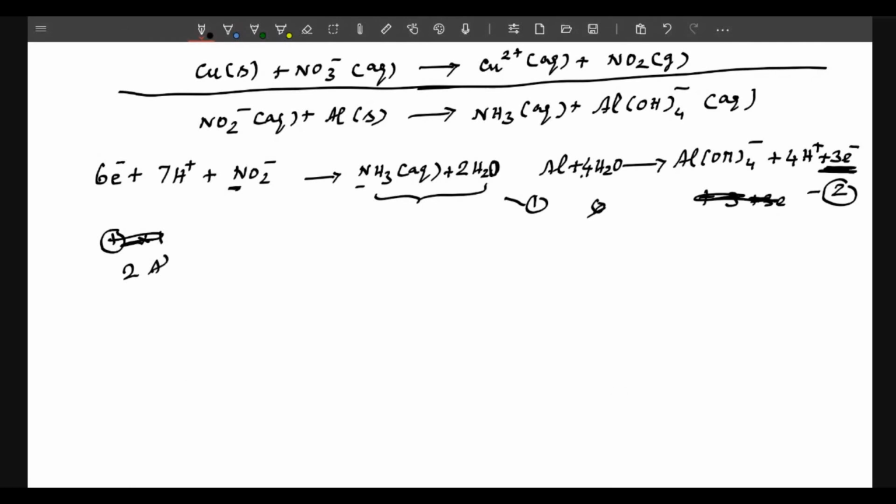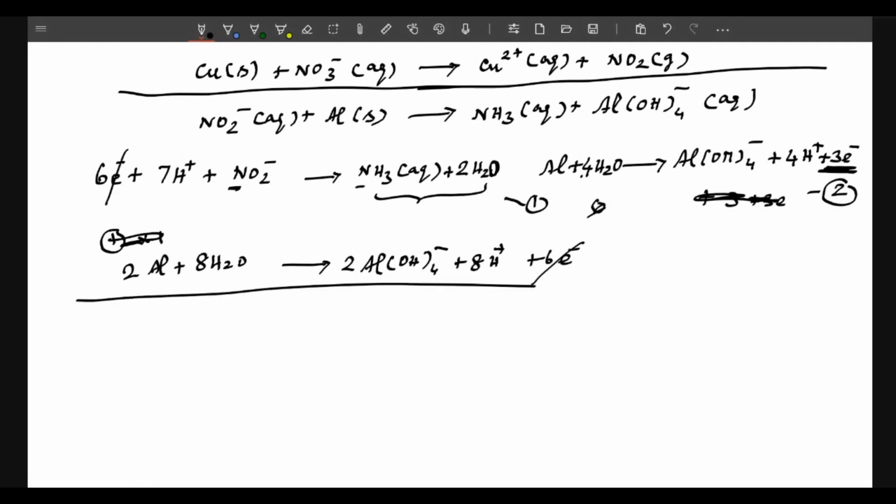2 aluminium plus 8 H2O giving 2 AlOH4 minus plus 8 H plus plus 6 electrons, and this 6 electrons gets cancelled. And 2 Al plus NO2 minus plus water here in this side 8, in the other side, 2 water.